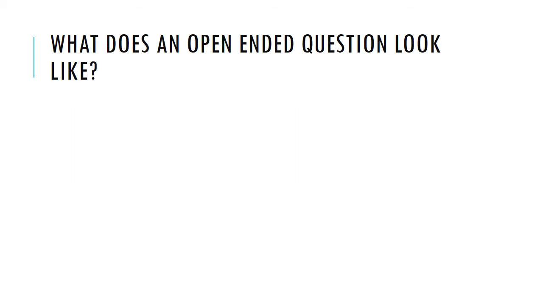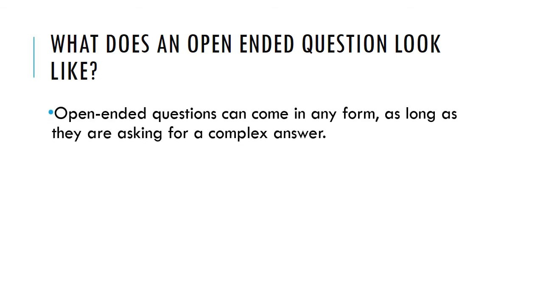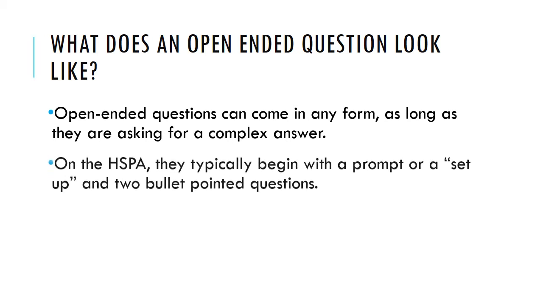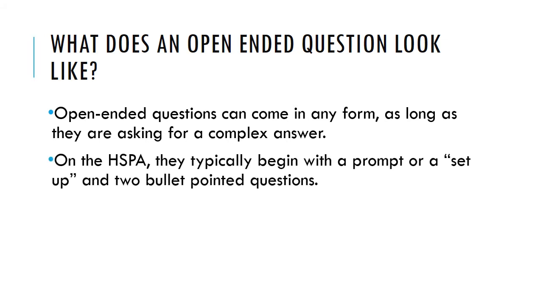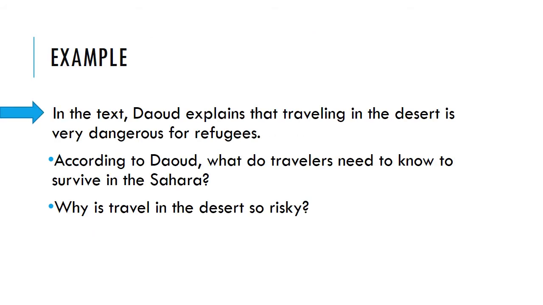What does an open-ended question look like? Well, it really can come in any form as long as it's asking for a complex answer. I'd like to focus on the HESPA. On the HESPA, it typically begins with a prompt or a setup, and then it has two bullet-pointed questions. Why don't we look at an example using the text "The Translator" by Daoud Hari. Here's a question that might look familiar to you if you are in my English 11 class.